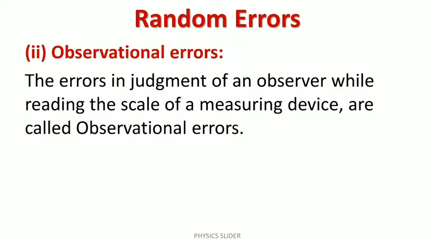So if you make a mistake in reading or recording the data observed from the scale of the measuring device, then there is a possibility of error caused due to wrong judgment, and it will be categorized as observational errors.